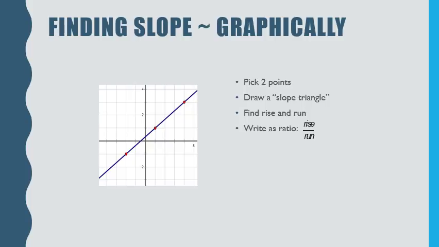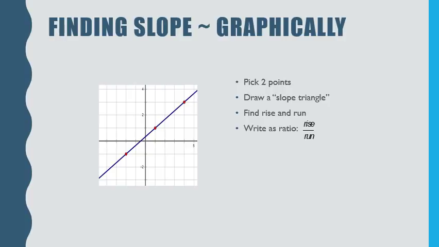So I can find the slope from a graph. I can pick any 2 points, and you should pick lattice points. What I mean by lattice points are points where you can see where your grid overlaps. And I draw a slope triangle underneath. What I mean by that is I can draw a right triangle. Now my rise over my run.